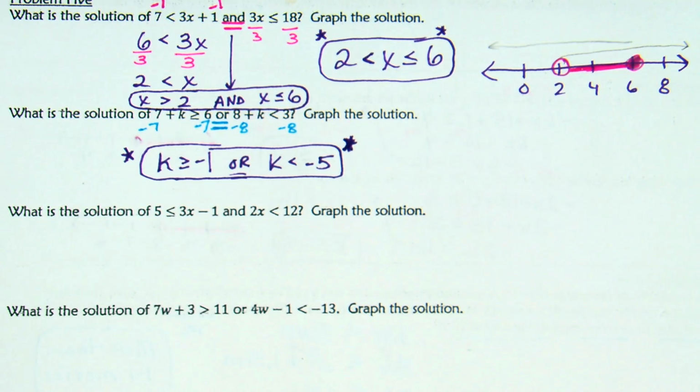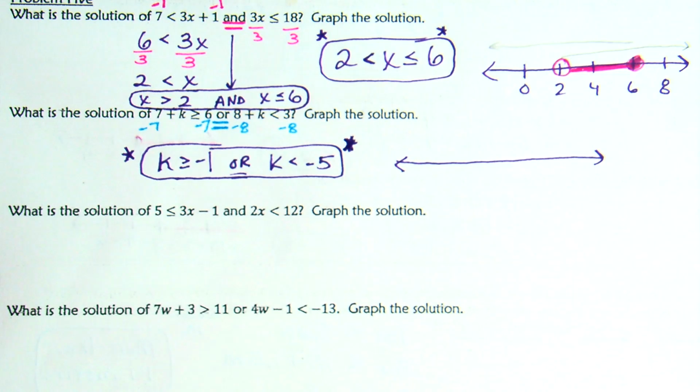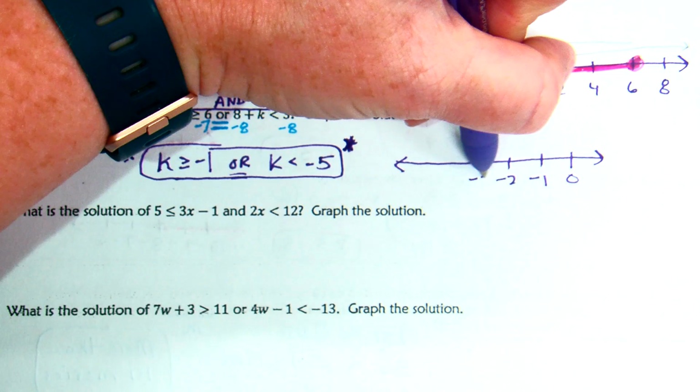K greater than or equal to -1. Are we going to close circle at -1 and go to the right? Close circle, -1, go to the right. K less than -5. Open circle at -5, going to the left. It's this or this. It can be either or.